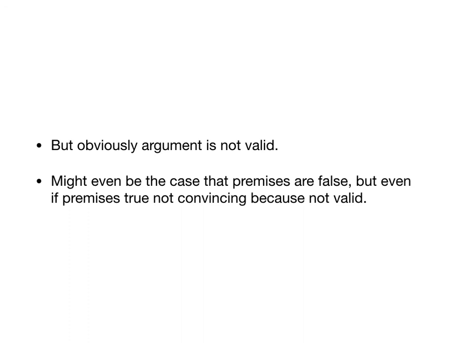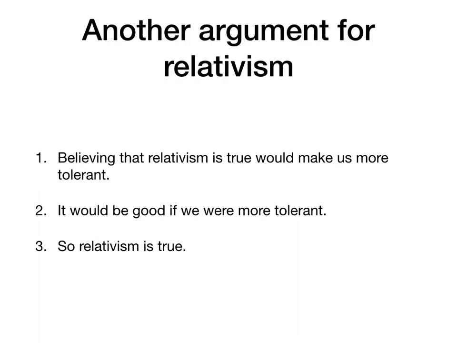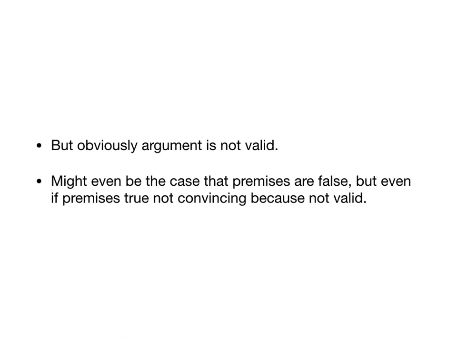All right, final slide, just summing that up. Argument obviously not valid. Might even be the case that the premises are false. When I go over this argument in in-person classes, a lot of my students will push back on one. They'll say, well, I'm not even so sure that being relativists would make us more tolerant. They might be right about that. But even if one is true, it doesn't matter because this is not a valid argument.